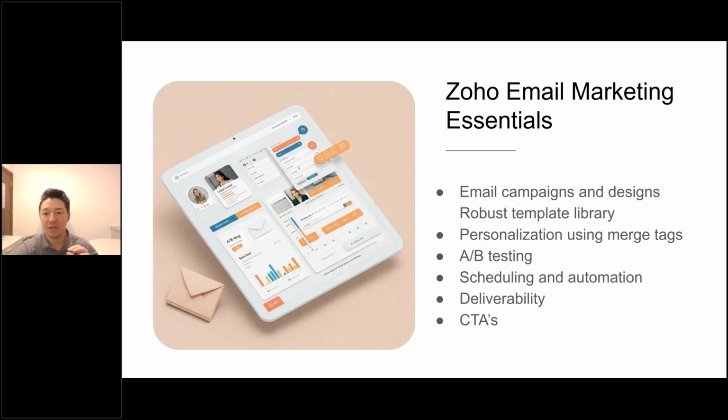They have a good library of customizable email templates to help get you started quickly, give you a starting point versus starting from scratch. Using merge tags, again using those merge fields to address every contact by their name and include any other relevant information. A/B testing, so you can test different versions of your emails to see what performs best in terms of open rates, click-through rates, and conversions. And then being able to schedule your emails to be sent at the optimal time, and automate your sequences based on triggers and actions.